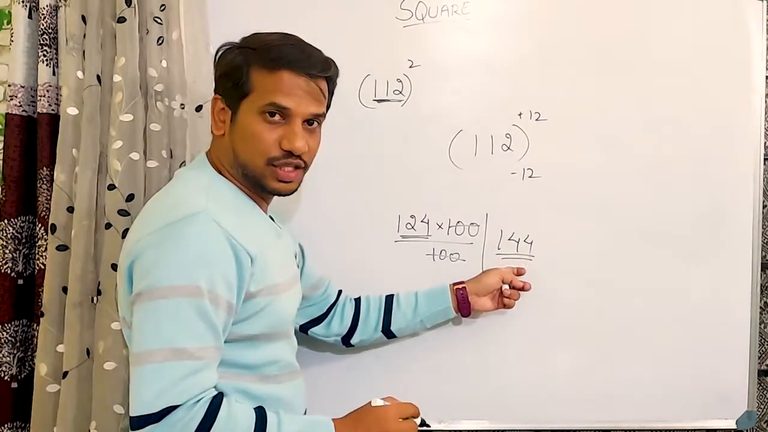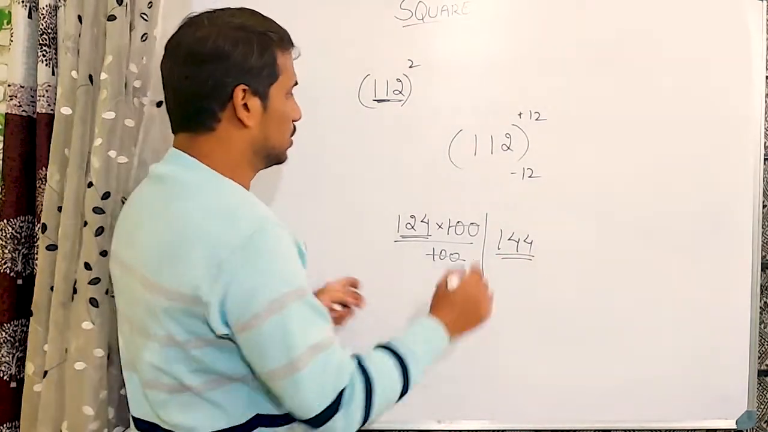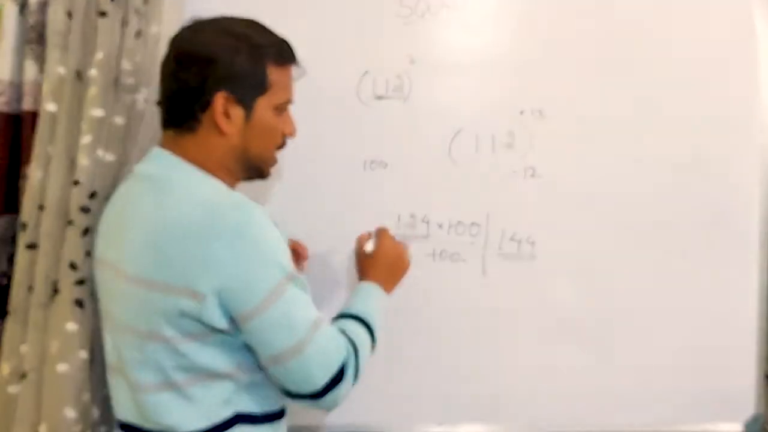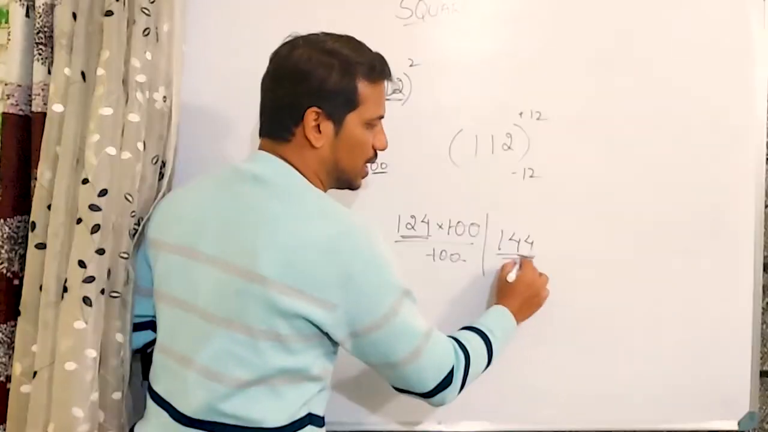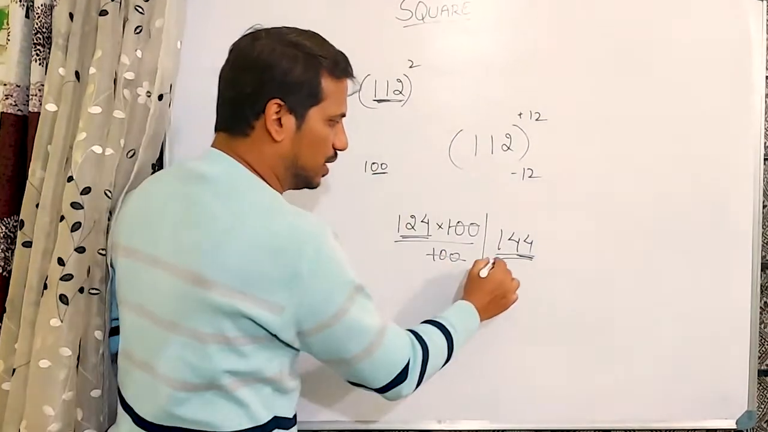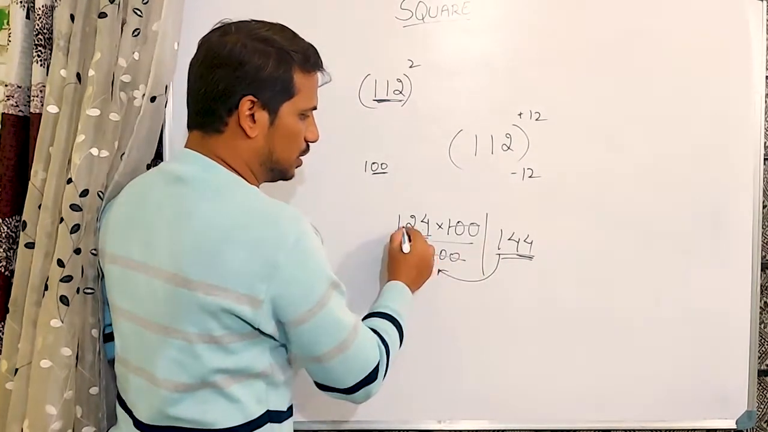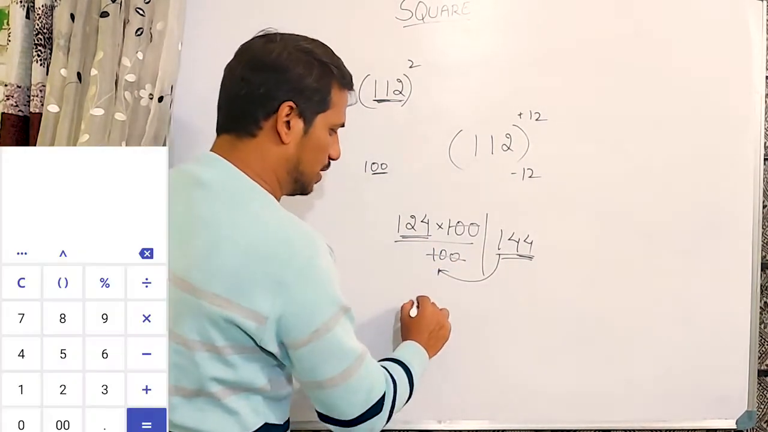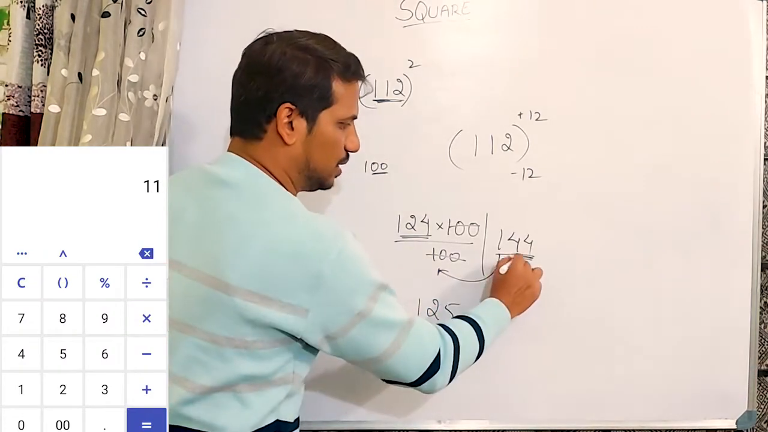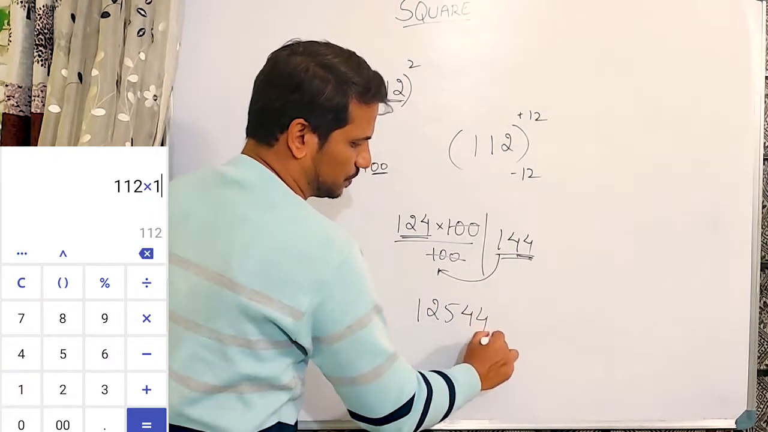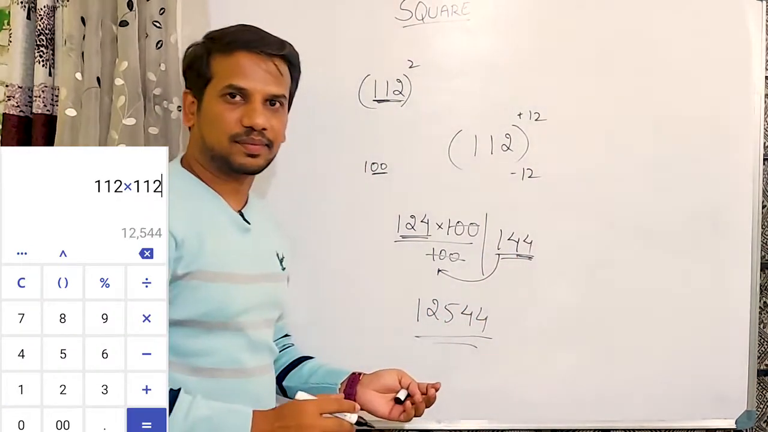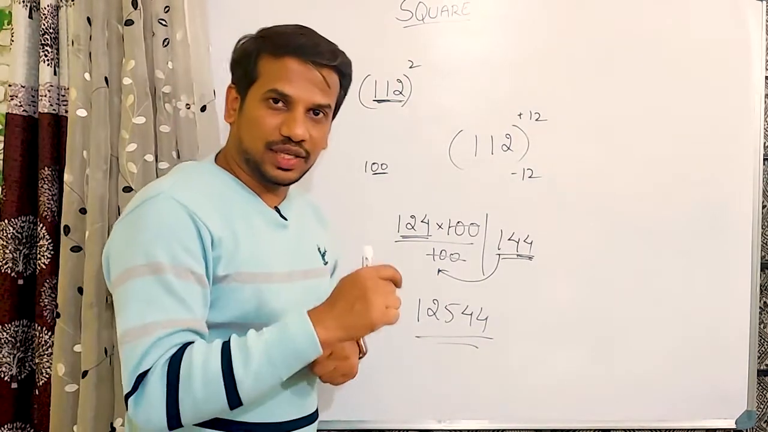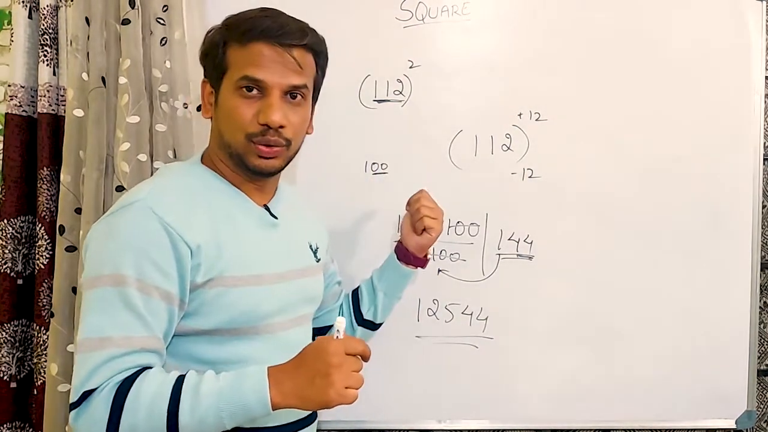Now how many digits should we take from the right part? We have kept 100 as the base. There are 2 zeros, so we need to take only 2 digits from here. Pass 1 to this one. So 124 plus 1, that is 125. And from here 44. The answer is the same. Now, where do you face a problem while using trick 2?